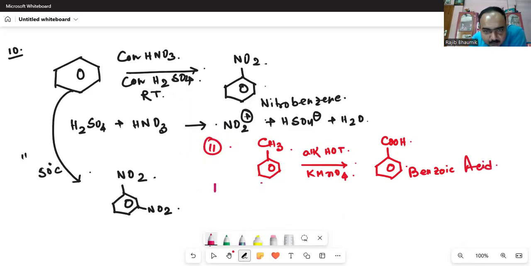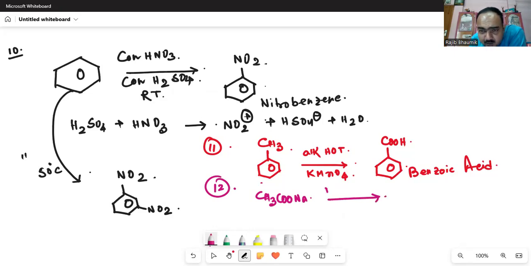Number 12 is there. Sodium acetate is heated with soda lime. This is the decarboxylation reaction. The first reaction of our NCERT. Sodium acetate, CH3COONa. This is known as the sodium acetate.